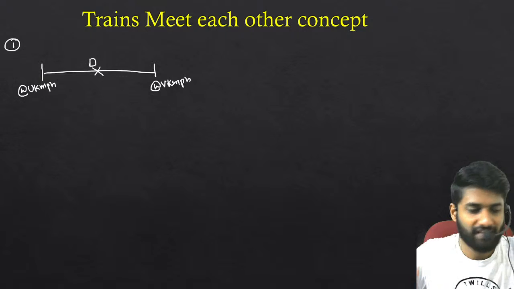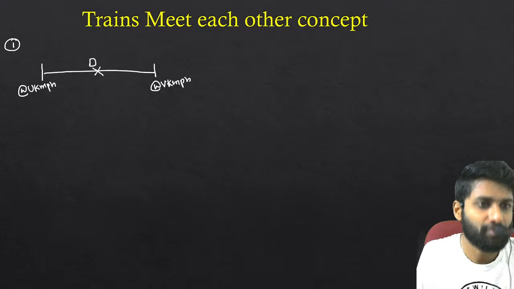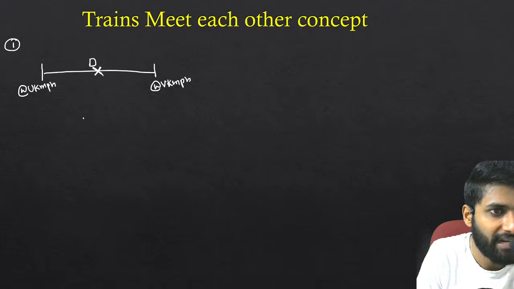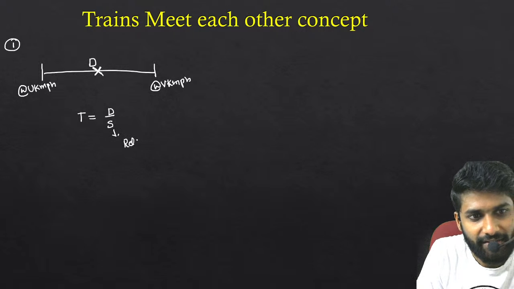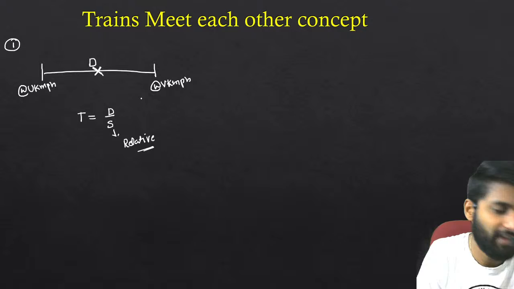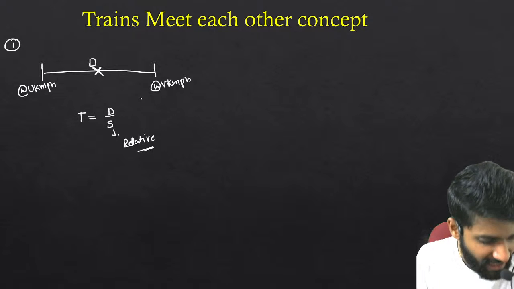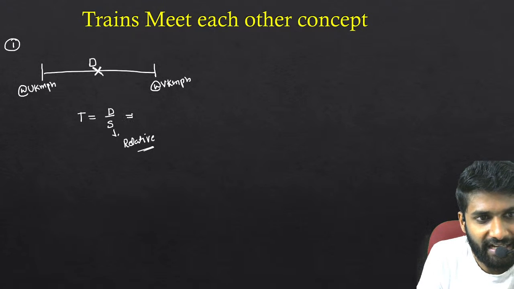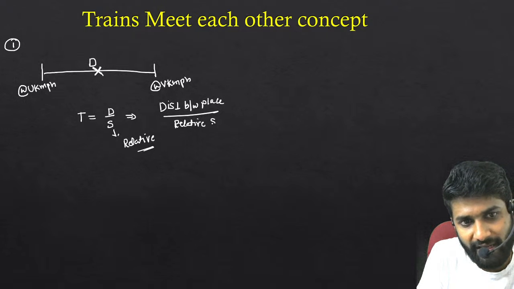We know the two trains are traveling in opposite directions, so definitely they meet at a certain place. We need to calculate at what time the two trains will meet. Time is equal to distance by speed. Here the speed is the relative speed, because both start at the same time and both are in motion. If two objects are in motion, we deal with relative speed. So time is the distance between the places divided by the relative speed.